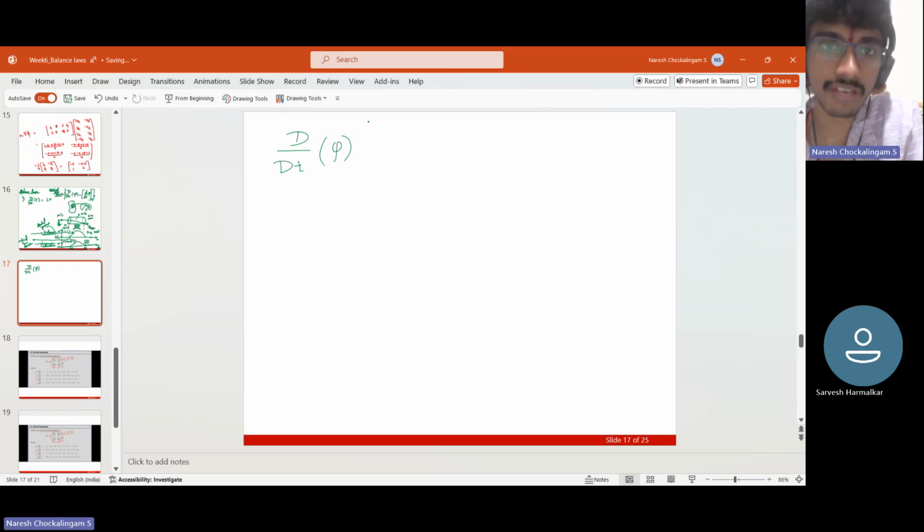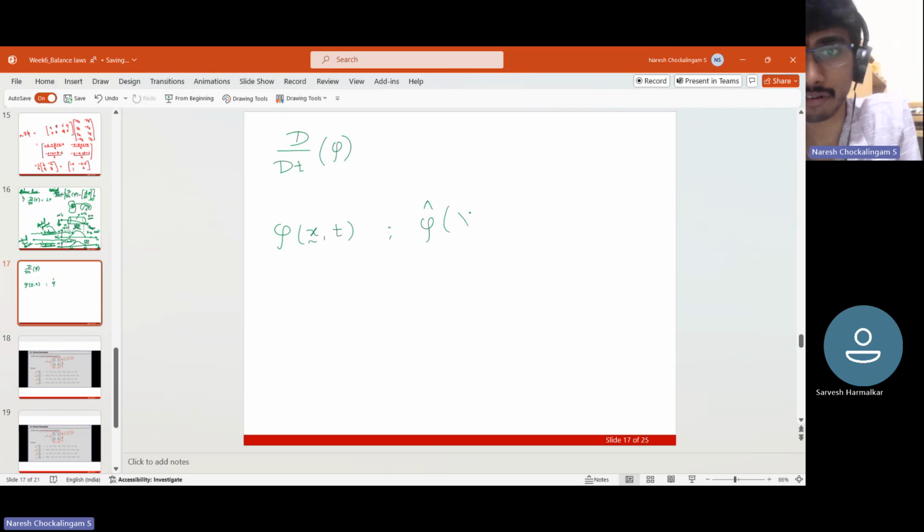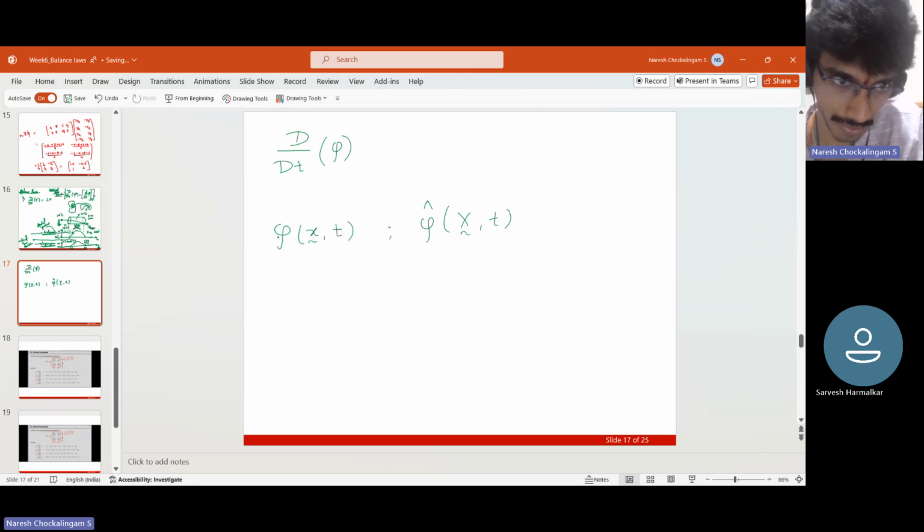So every field can be written either as a function of the spatial coordinate x and time t, or it can be written as a function of the material coordinate and the time t. So whenever I refer to the material coordinate, I put a small cap on top. And whenever I refer to the spatial coordinate, I just write an italic Greek symbol.